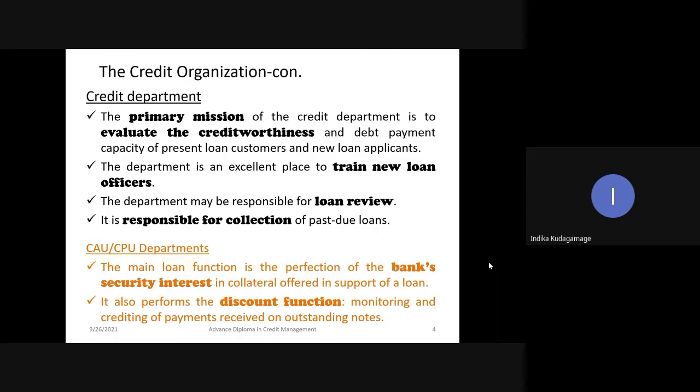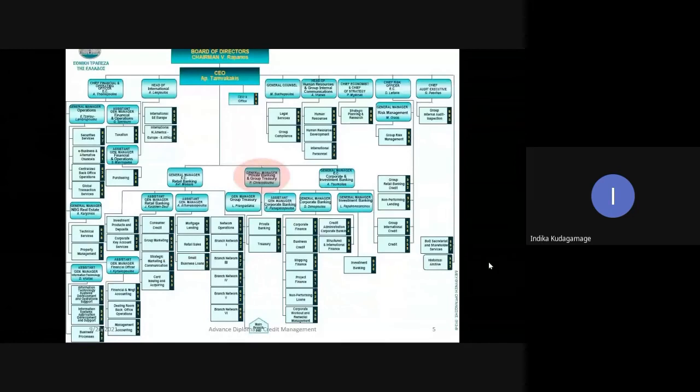So the main function is the perfection of the bank's security interest in collateral offered in support of the loan, right? Offer letters and bonds and everything. It also performs the discounting function. So bill discounting, notes discounting, they will do. E-bill discounting, all those things. This is an example of a bank. I just got it from the internet, right? See, you have a credit administration unit here. So it is a different function.